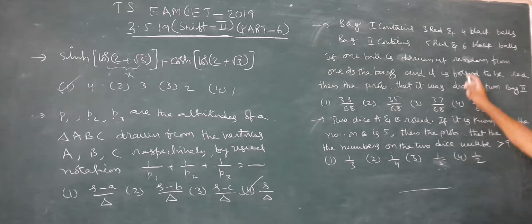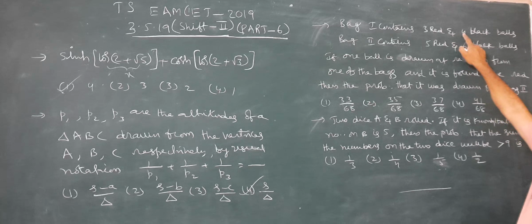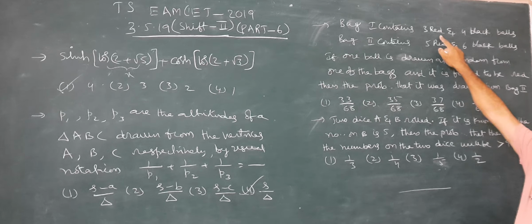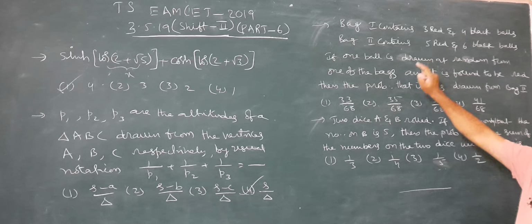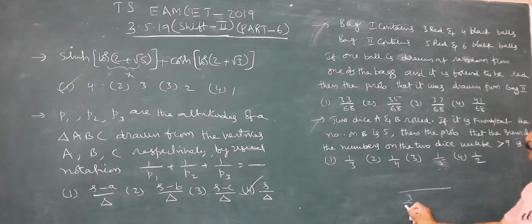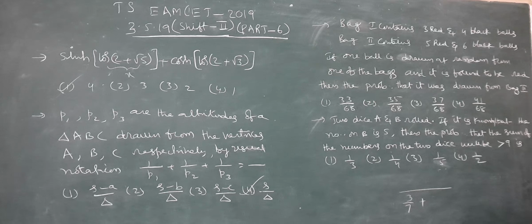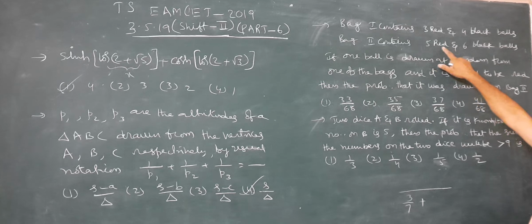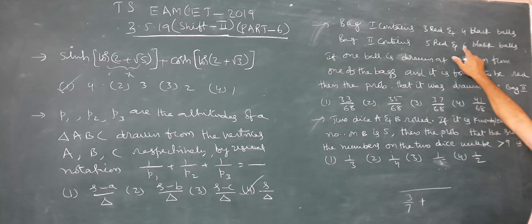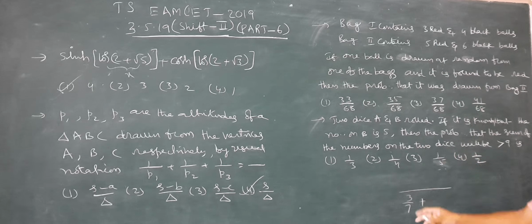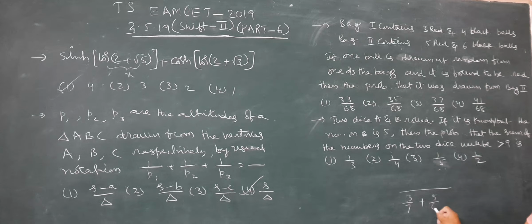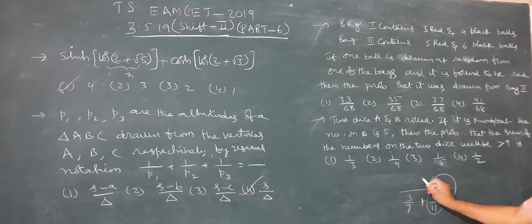Look here. Bag 1 contains 3 red, 4 black. Total number of balls is 7. The drawn ball is a red ball. The probability of the drawn ball being red is 3 by 7. Plus, the red ball can be drawn from bag 2. That is 5 red, 6 black, total 11. Red balls are 5. So the probability of drawing a red ball from the second bag is 5 by 11. But we want the red ball drawn from bag 2, that means 5 by 11.